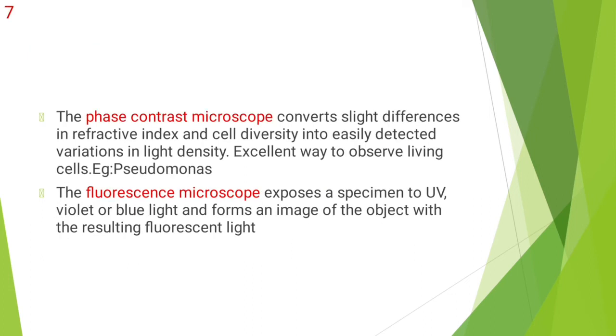The phase contrast microscope converts slight differences in refractive index and cell density into easily detected variations in light density. It is an excellent way to observe living cells. Example is Pseudomonas. The fluorescence microscope exposes a specimen to UV, violet or blue light and forms an image of the object with the resulting fluorescent light.